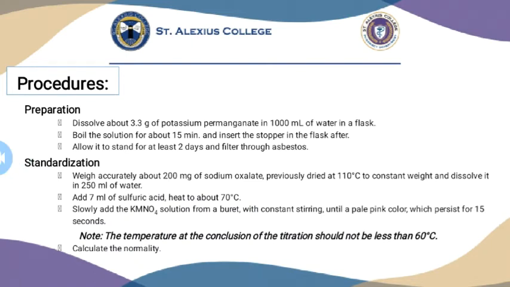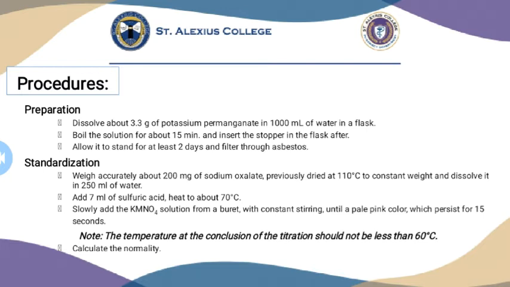Procedures. Preparation: first, dissolve about 3.3 grams of potassium permanganate in 1000 ml of water in a flask, then boil the solution for about 15 minutes and insert the stopper in the flask after. Then allow it to stand for at least 2 days and filter through asbestos.